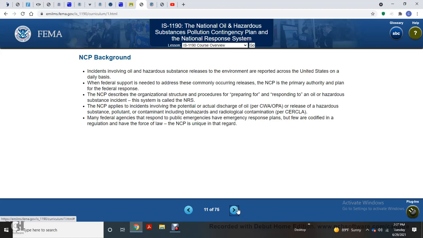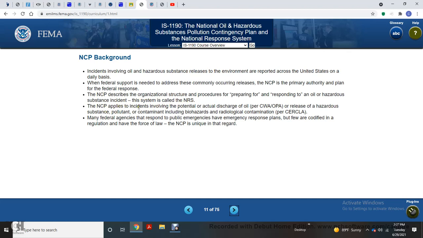Alright, national contingency background. Incidents involving oil and hazardous substance releases to the environment are reported in the United States on a daily basis. Federal support is needed to address these commonly occurring incidents, with the National Contingency Plan as the primary authority for federal response. The plan describes the organizational structure for preparing for and responding to oil and hazardous substance incidents. The system is called the National Response System.